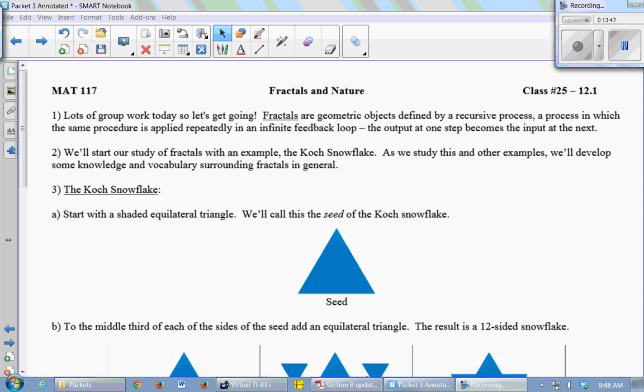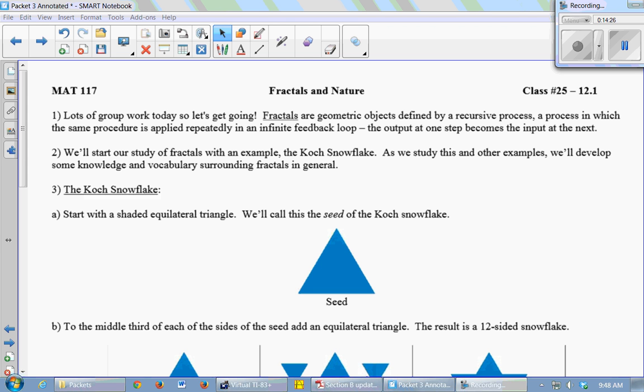Okay, so moving into a completely different topic here, away from financial math. We have lots of group work today, so we got to get started. We're going to talk about fractals. Fractals are geometric objects defined by a recursive process. And we've talked a lot about recursive formulas, where you take the previous output and use it to get the next output, right? So a process in which the same procedure is applied repeatedly in an infinite feedback loop. You take your output from one step and use it as the input into your next step.